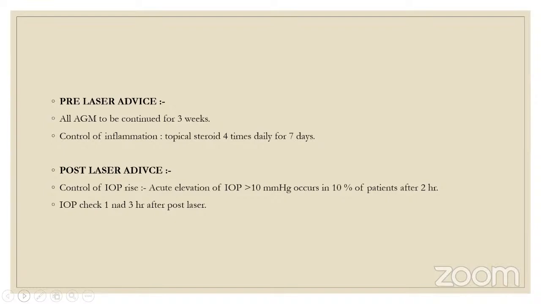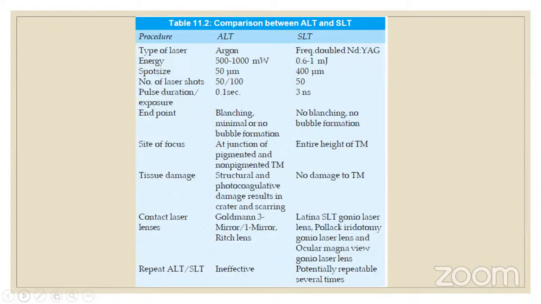The difference between ALT and SLT: first is the type of laser. In ALT it is argon, and in SLT double-frequency Nd:YAG laser. The second main difference is the spot size, 50 micrometer in ALT and 400 micrometer in SLT. And the pulse duration is 0.1 second and 3 nanosecond. Another is the endpoint: blanching and minimal or no bubble formation in ALT, and no endpoint in SLT. The site of focus is at the junction between the pigmented and non-pigmented TM in ALT, and the entire height of the TM in SLT.